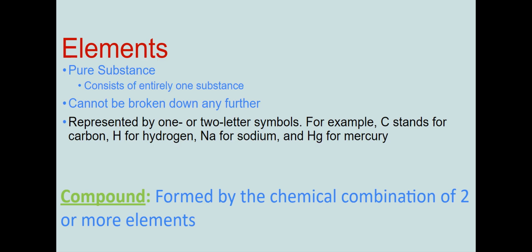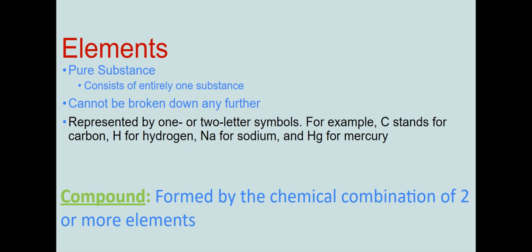So elements cannot be broken down any further. That's as far as they go in terms of making the atoms. And they are going to be represented by one or two letter symbols. So a couple of examples. C is for carbon. So anytime you see the big letter C, it means carbon. H is for hydrogen. Sodium is Na, and mercury is Hg. And that comes from their Latin names, which I don't remember off the top of my head, but that's why sometimes they get a little weird.